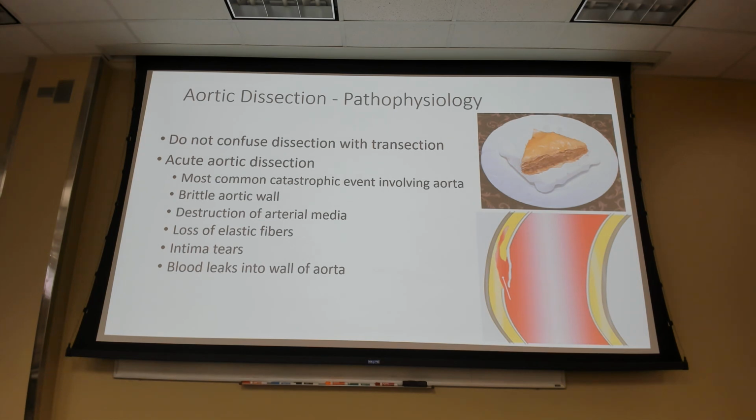So there are some other things that we can look at, like whether we think they have a brittle aortic wall. How do you determine that? Who knows, right? We typically associate, okay, they're probably elderly, they probably have multiple comorbidities. These are great terms we use in the textbook, but it's really hard to identify that and who that patient is. But we typically think of some sort of destruction of the arterial media, loss of elastic fibers, and then intima tears, and then blood leaks into the wall.